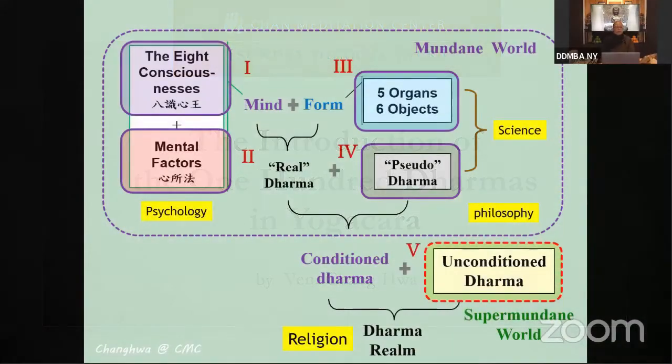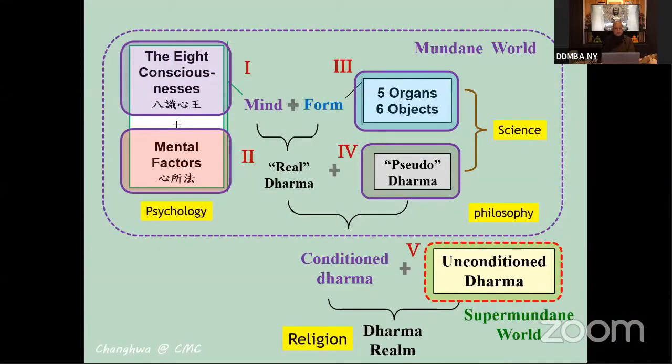So in the previous weeks, we finished the topics on the 8 consciousnesses and the 51 mental factors. Now we are moving to part 3 about form dharmas, and then part 4.